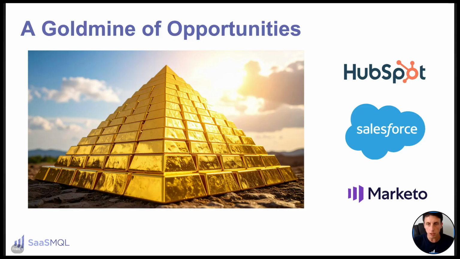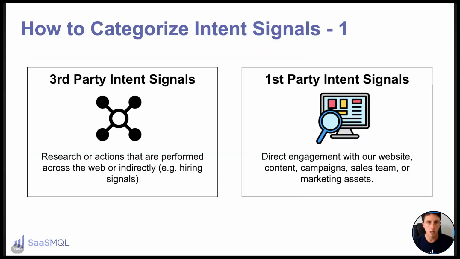You can have HubSpot, Salesforce, Marketo, depending on how you are set up. Typically, this intent data sits a lot on the marketing automation side, but some of it is also in the CRM, and you typically want to look at both. So, how do we categorize intent signals? There is a lot of talk around intent signals and what they are and what they mean, but typically there are two types of intent signals.